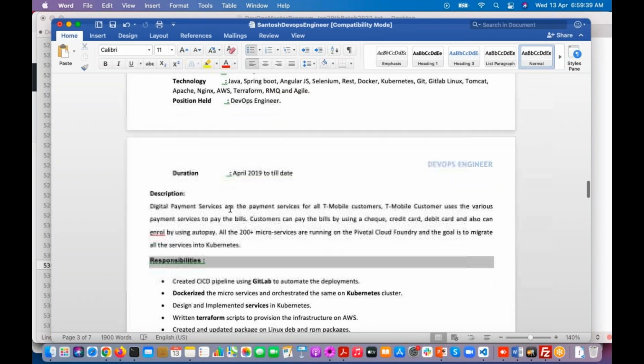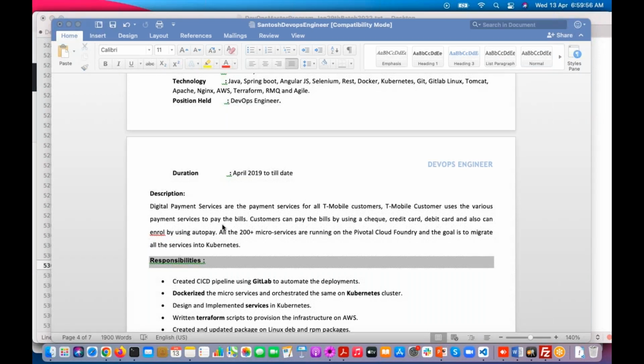See here, assume I have shared this resume, and you are going to keep this project. Digital payment services are the payment services for all T-Mobile customers. T-Mobile customers use these various payment services to pay their bills. Customers can pay bills by check, credit card, debit card, and also enroll using auto pay. So it's like a digital payment, a kind of one service which helps customers pay their bills digitally.